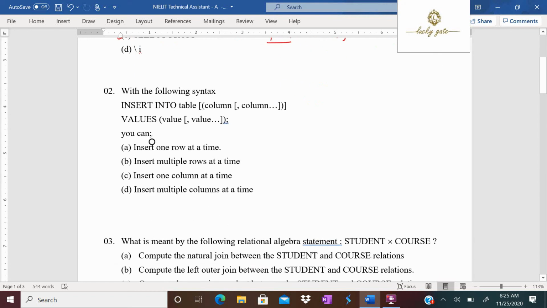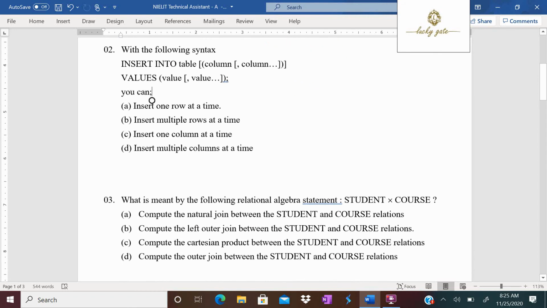So coming to question number 2, with the following syntax. The syntax given is insert into table, column, column, column, dash, dash, dash. So it is specified what values are going to be inserted for which columns. That column names are specifically mentioned. And the values of those columns are value 1, value 2, likewise. This can insert one row at a time, insert multiple rows at a time, insert one column at a time, insert multiple columns at a time.